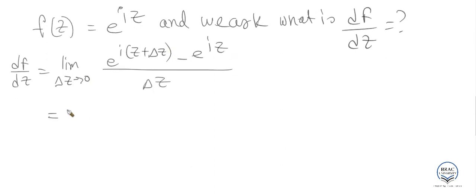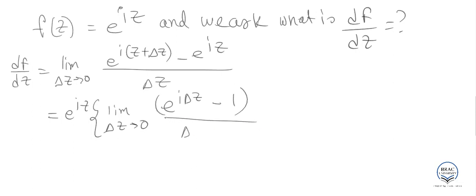And what you can do now is take e to the power i z in common, that is, you can factor it out and then put this limit inside the curly braces. So this will be e to the power i del z minus 1 divided by del z.